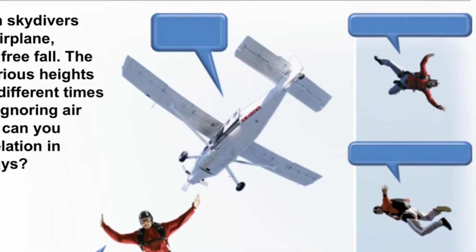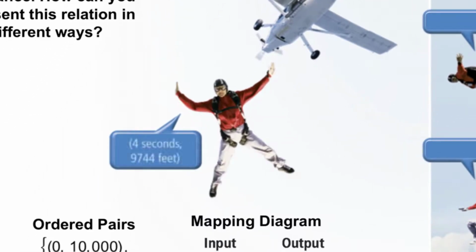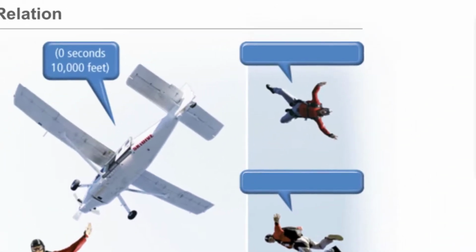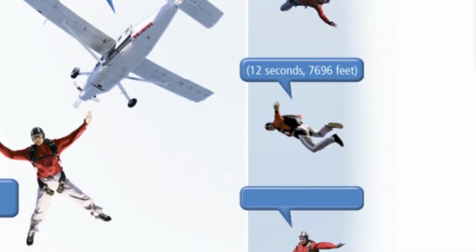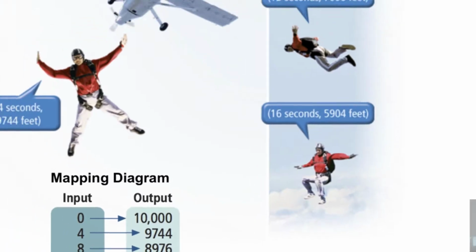We find a call out there, 0 seconds, 10,000 feet. So at the point where the skydiver jumped out, looks like they were 10,000 feet above the ground. After 4 seconds, they were at a height of 9,744 feet. After 8 seconds, 8,976 feet. 12 seconds, 7,696 feet. And our last image, 16 seconds, they were 5,904 feet above the ground.